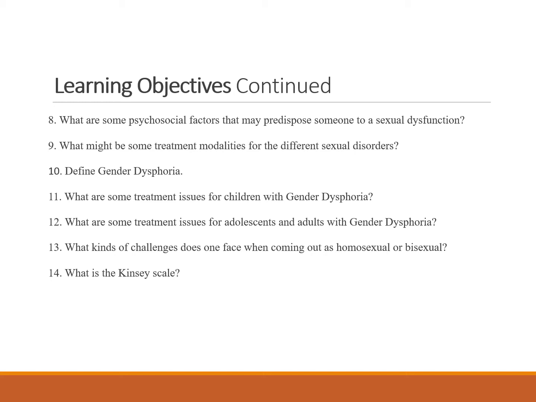What might be some treatment modalities for the different sexual disorders? Number 10, define gender dysphoria. Number 11, what are some treatment issues for children with gender dysphoria? Number 12, what are some treatment issues for adolescents and adults with gender dysphoria? Number 13, what kinds of challenges does one face when coming out as homosexual or bisexual? And then lastly, number 14, what is the Kinsey scale?